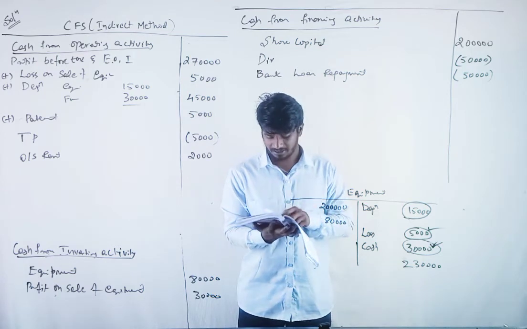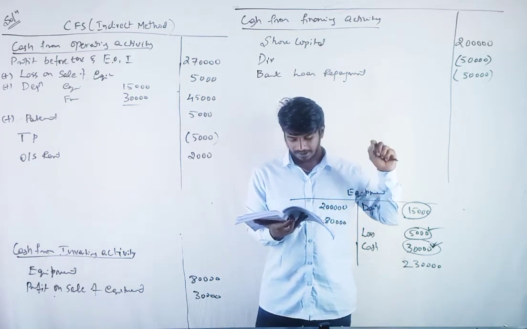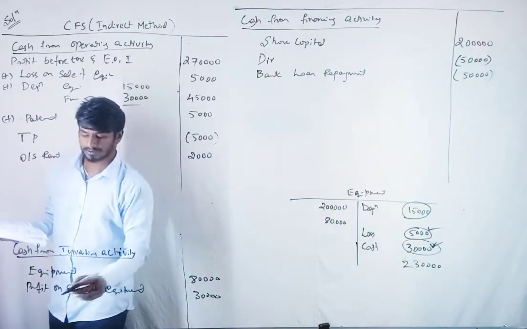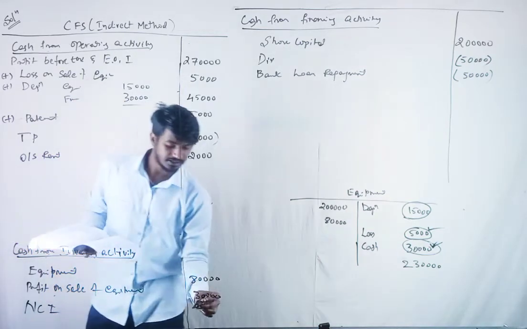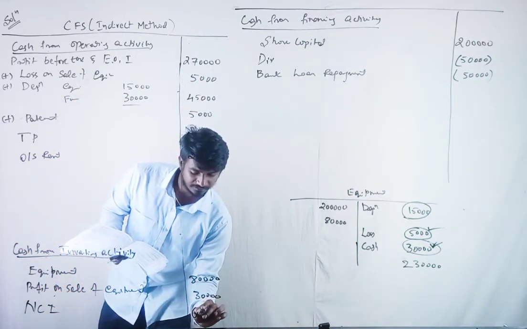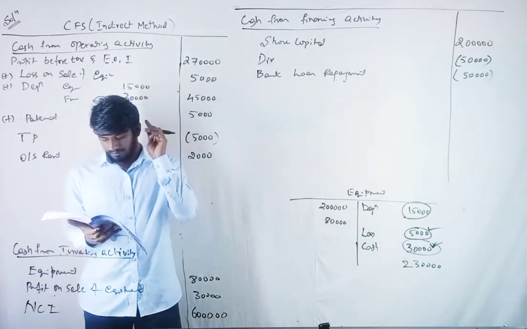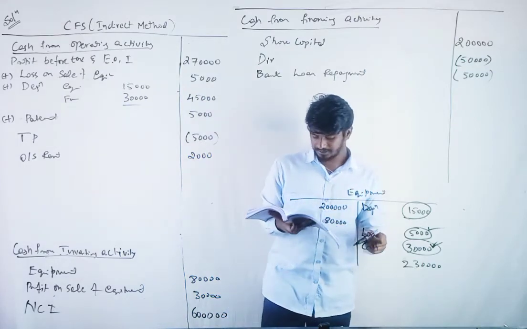Okay, next, what we have? Intangible asset is done, next non-current investment. How much is it? 6 lakhs for the current year. Okay, fine. Next item, inventories.